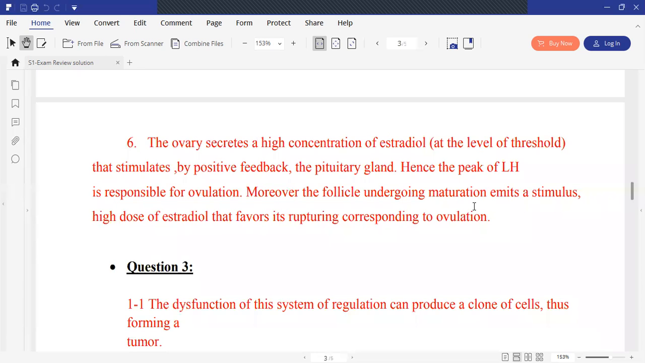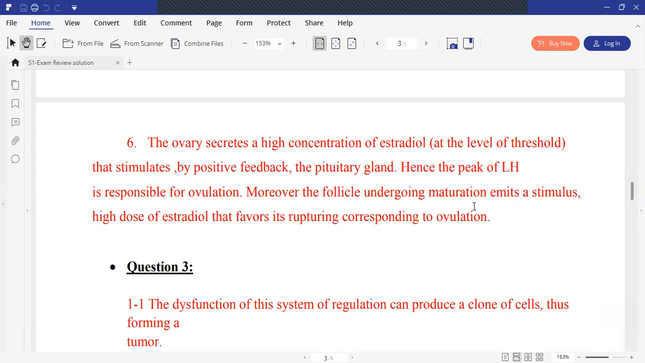Moving to question number 3, talking about cancer and genetics. Billions of cells of the organism, which have a limited lifespan, are continuously renewed due to cellular divisions controlled by a system of regulation. The dysfunction of this system of regulation can produce a clone of cells, thus forming a tumor. This latter is benign as long as it's controlled, but can evolve into a malignant tumor, which is called the cancer.